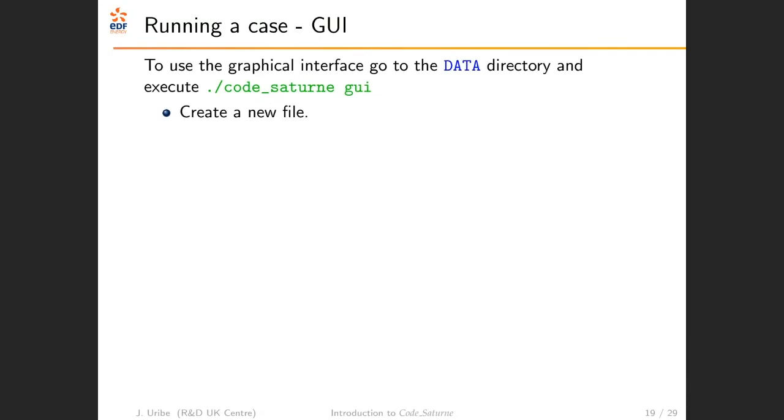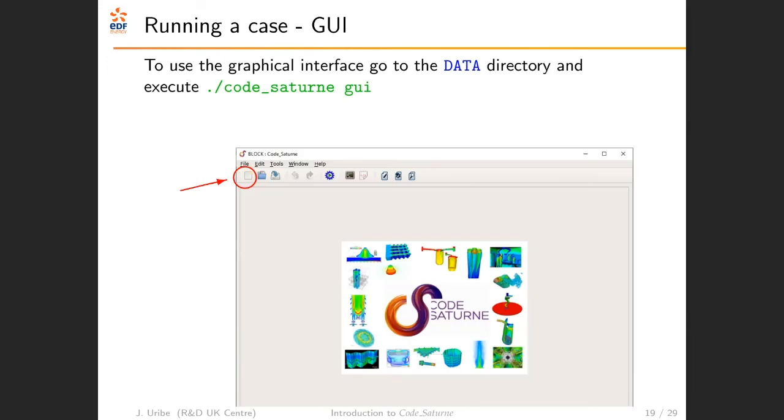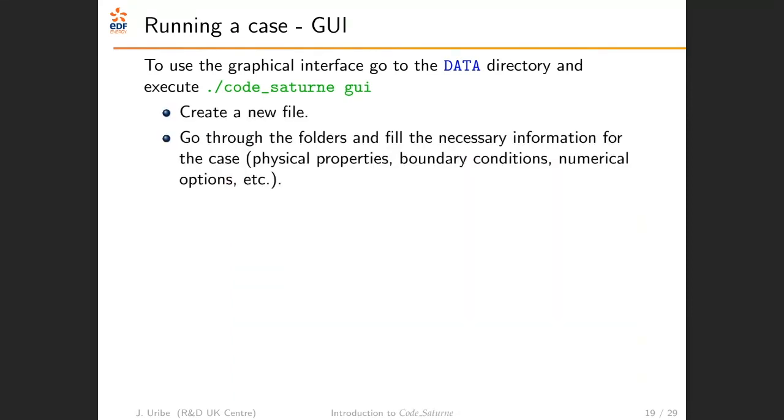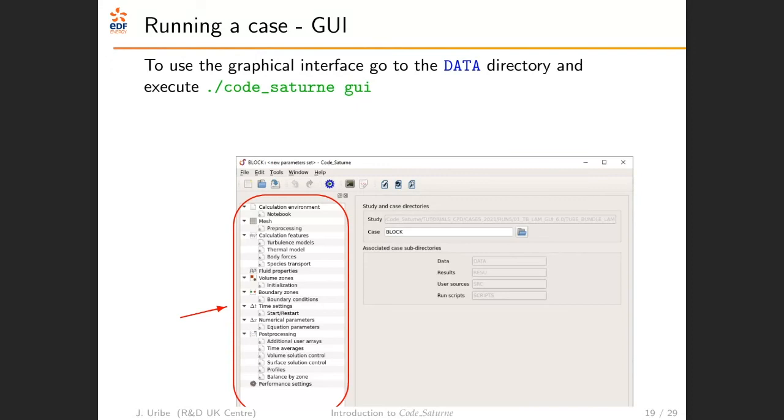So in order to start the graphical interface, you go into the data directory, and then you type this CodeCenter GUI. That would bring up the graphical interface. You can create a new file by clicking on the white page button, or by going to File, Create New. And then it will go through all the necessary pages that you have. And as I said before, as you go changing these pages, some can appear, some can disappear, depending on the selections that you make.